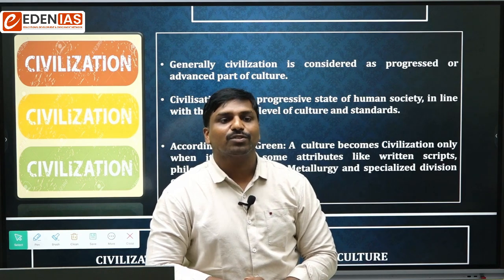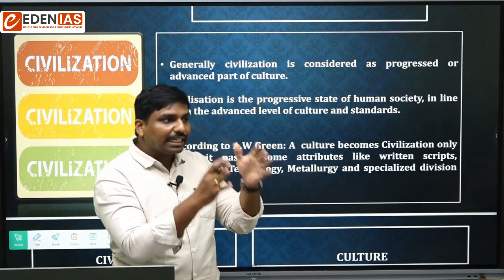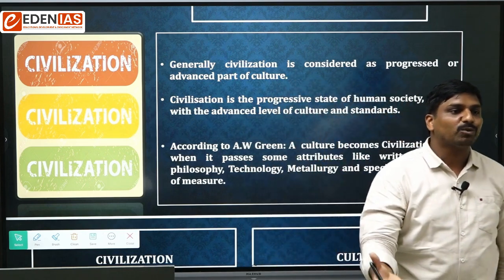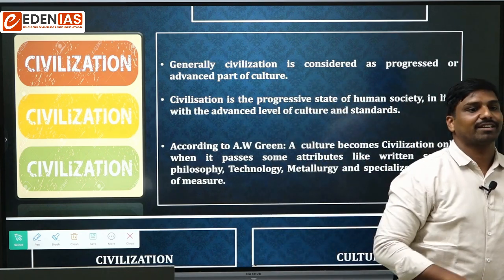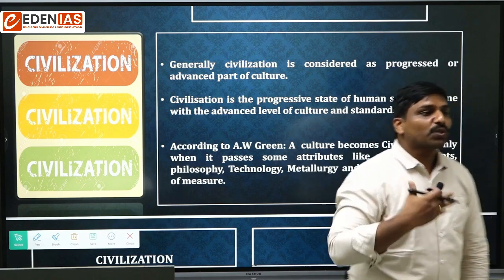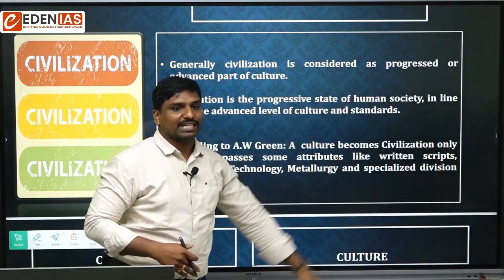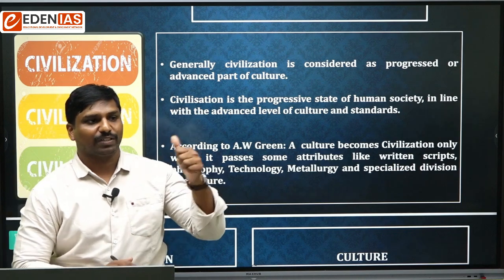Are you getting that? From that point of view, a society having modern laws is considered more civilized than a society practicing ancient laws. So in such a manner, we can say it is the progressive state of human society. Is that clear? So that is one thing.